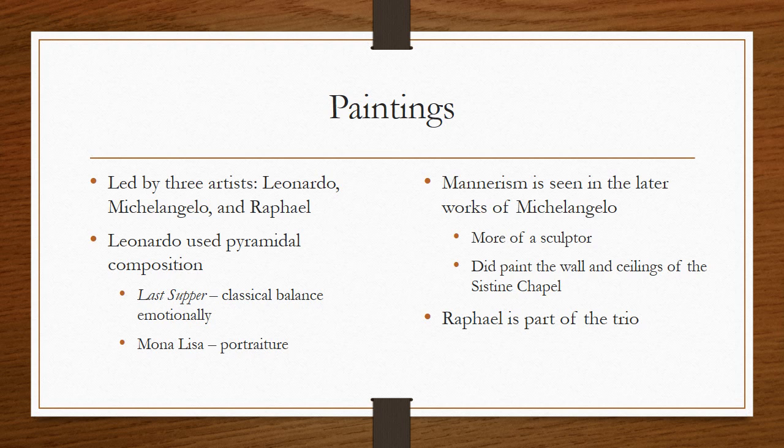Mannerism can be seen in the later works of Michelangelo. He considered himself more of a sculptor. He did paint the wall and ceiling of the Sistine Chapel, which include 9 creation scenes. Raphael is part of the famous trio of the High Renaissance.